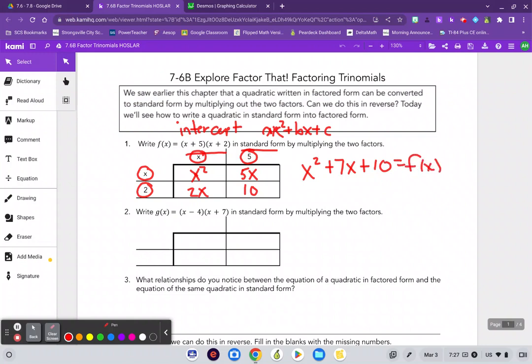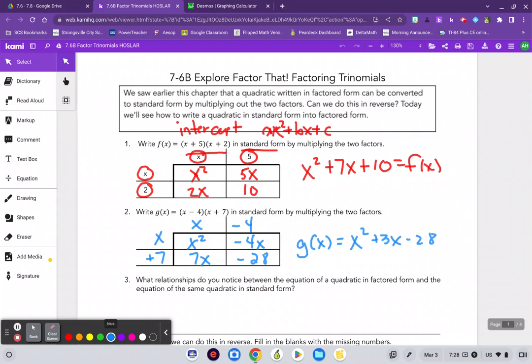We're going to do that again for this new function, g, and we're going to write the terms. So we've got x and then minus 4, and along the side we have x and then plus 7. And so x times x is x squared. We've got 7x, negative 4x, and then minus 28. And so we get that g of x is x squared plus 3x minus 28.